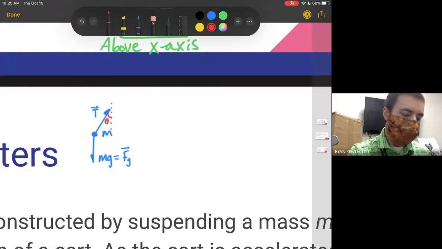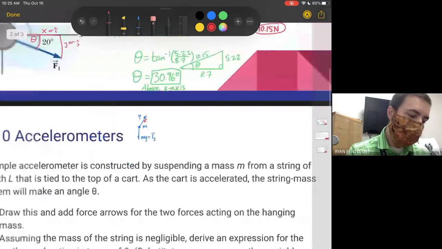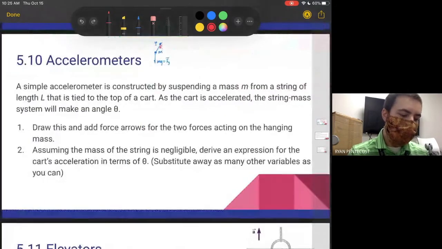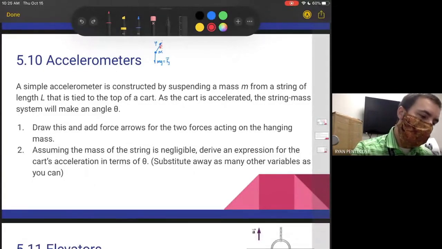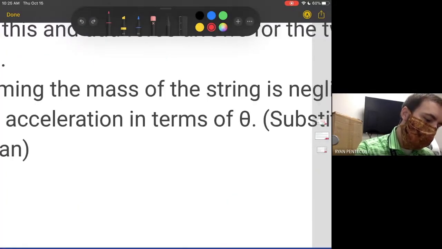So next, number 2, assuming the mass of the string is negligible, derive an expression for the cart's acceleration in terms of theta. And substitute away as many other variables as you can, but we have to have theta. So let's see, we want to use summation of forces equals ma.